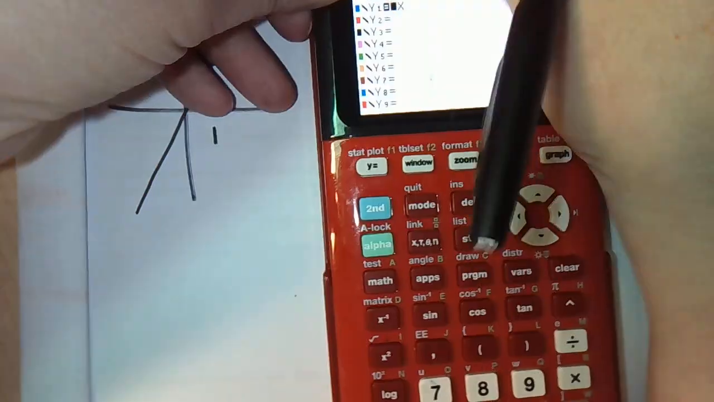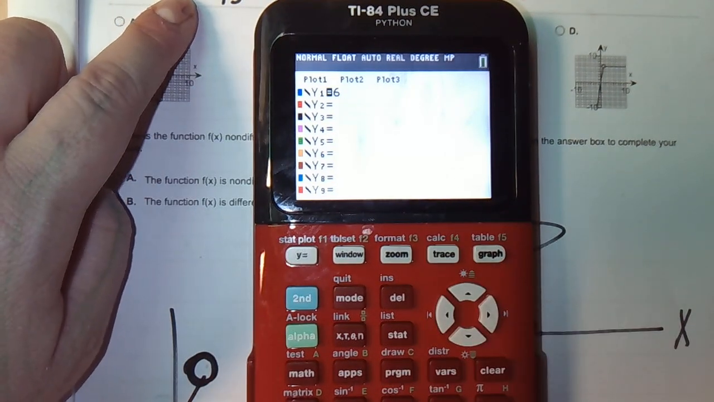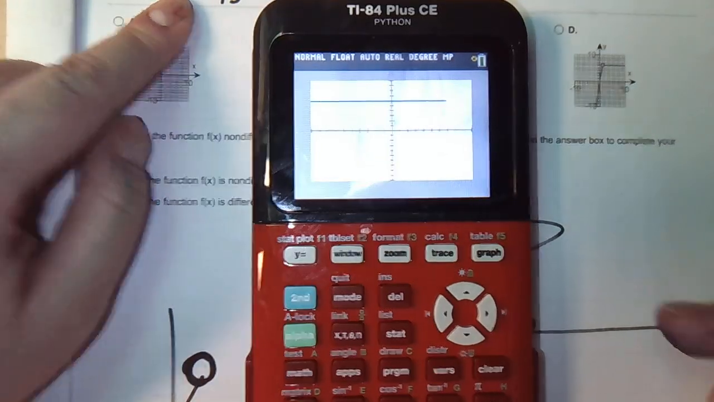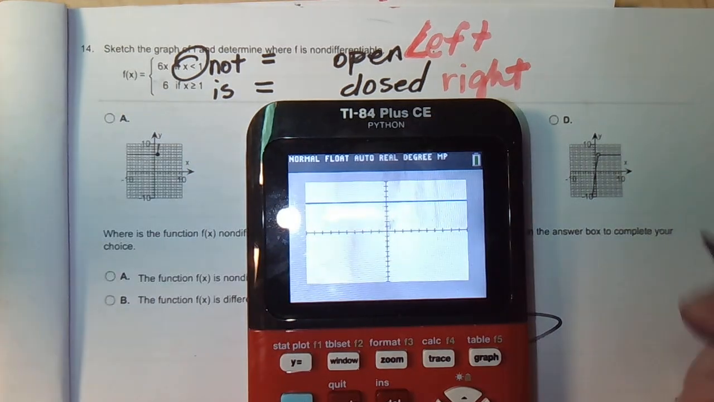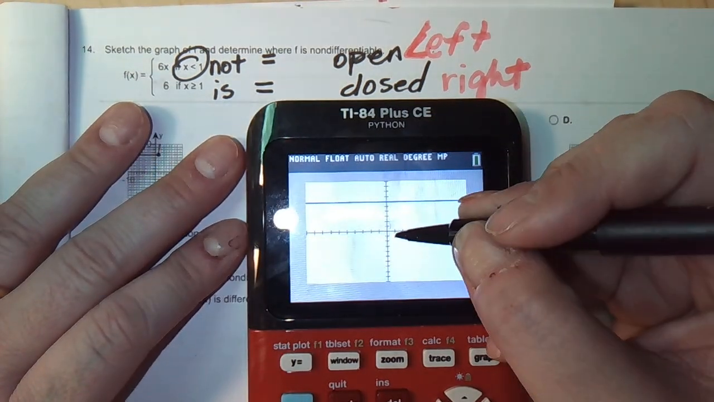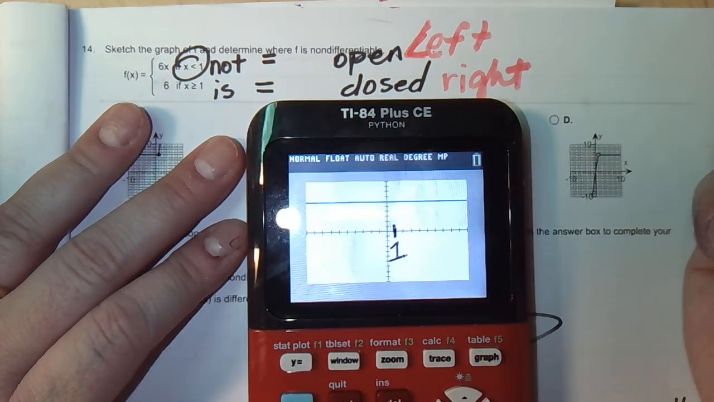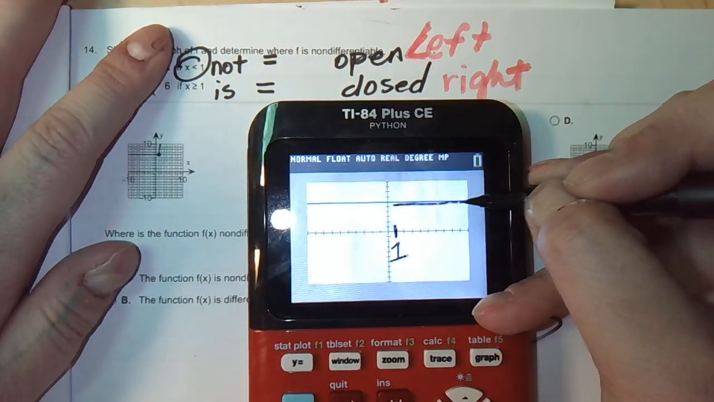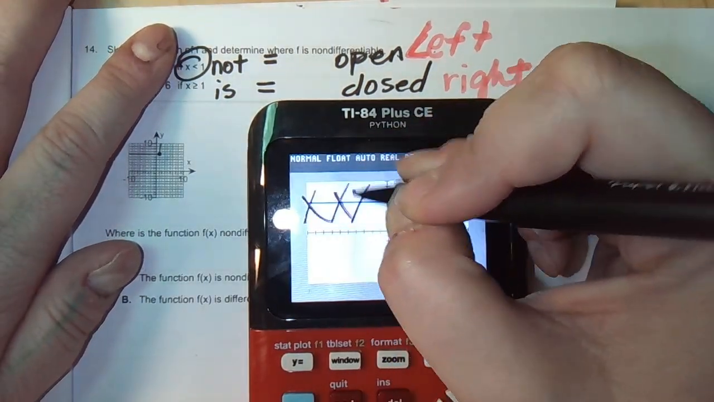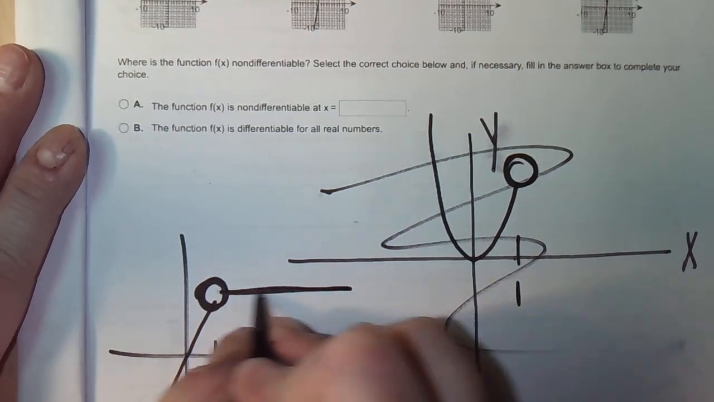All right, let's go back to y equals and type in that second equation. That second equation is just 6. All right, and press graph. Oh, look, it's just a straight side-to-side line. But I only want to draw the part when x is bigger than or equal to 1, or the right side. So I'm only going to draw this part, not the left side. Okay? So I'm going to have a straight side to side.